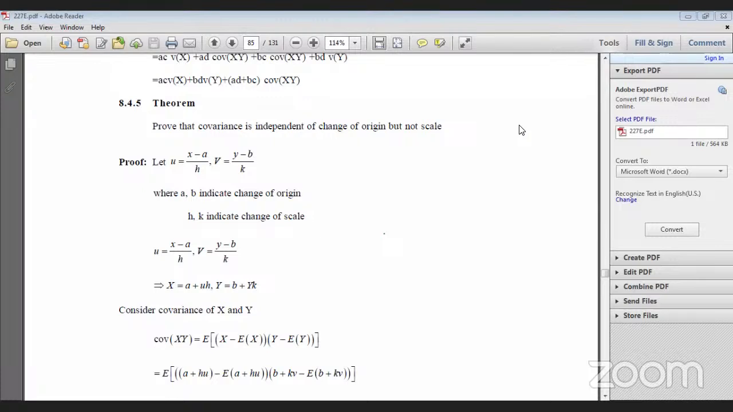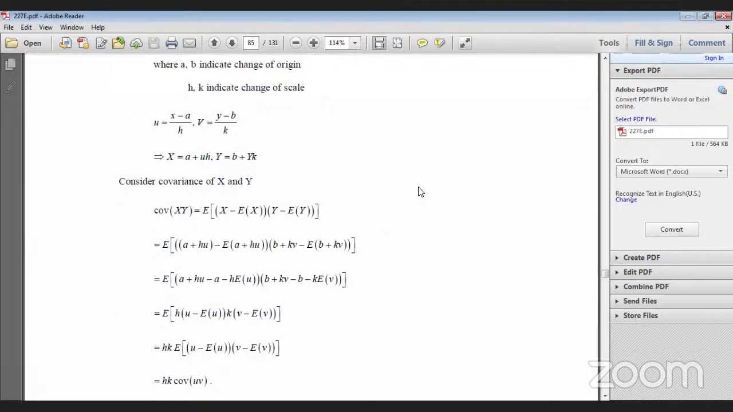Right. I cross-checked it once. Consider the covariance of x and y. Covariance of x and y is equal to E of (x minus Ex)(y minus Ey). See here, all of you: x minus Ex is equal to a plus hu minus E of (a plus hu), and y is equal to b plus kv minus E of (b plus kv). Since we wrote h twice, one here and one there, if we take h common, what happens?